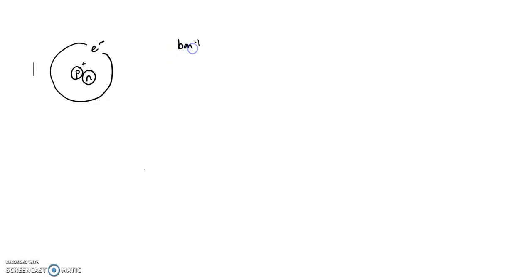I'm sure you remember from chemistry all the different types of bonding. We have covalent bonding. We have ionic bonding. And we have metallic bonding. Now, if you remember, in covalent bonding we have electrons that are being shared.